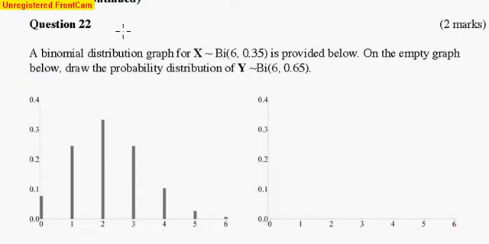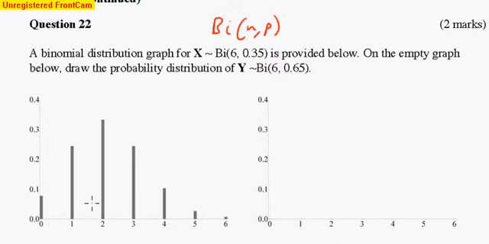Hello again. Here is a question about probability distribution graphs, and what we've got here is a graph. They've given us the graph for binomial 6, 0.35. Remembering that binomials, when they're written like that, you get binomial of n comma p, where n is the number of trials, that is, we're doing it 6 times, and p is the probability of success, 0.35.